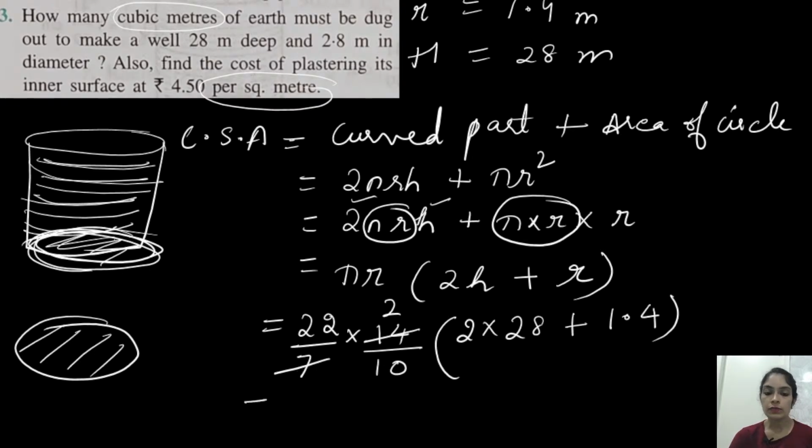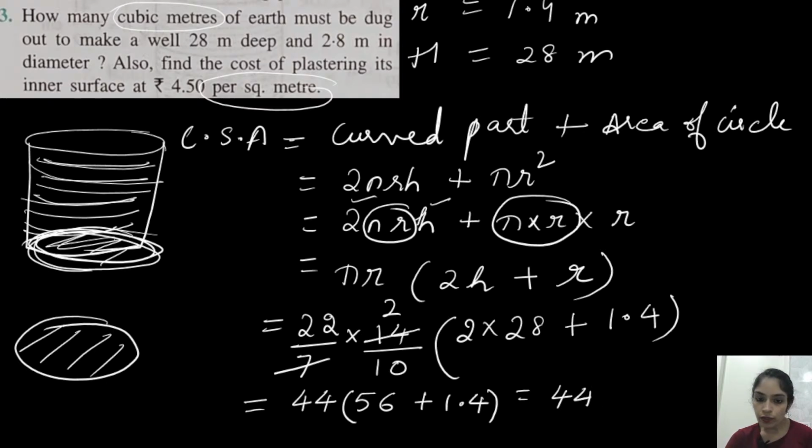7 into 2 is 14. So 22 into 2 is 44. So this will become 56, 2 into 28 is 56, plus 1.4. So this is 44 into 56 plus 1.4.